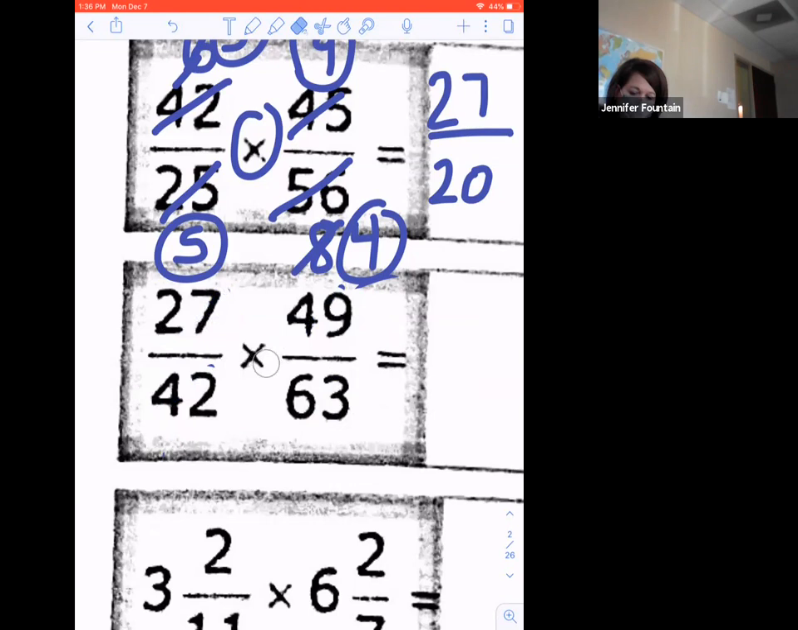Let's start this over. Okay. 27 divided by 9 is 3, correct? I'm trying to make sure I'm not losing my mind. 27 divided by 9 is 3. 63 divided by 9 is 7, right? Okay. And then we were able to reduce 49 over 7. We could either do that and say 49 divided by 7 is 7, and 7 divided by 7 is 1.